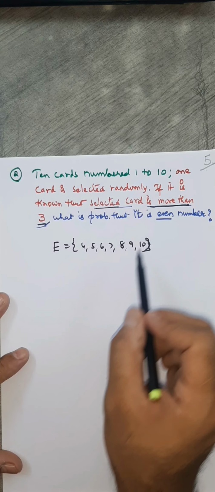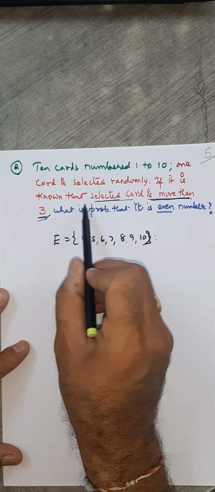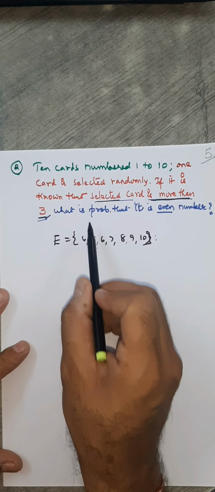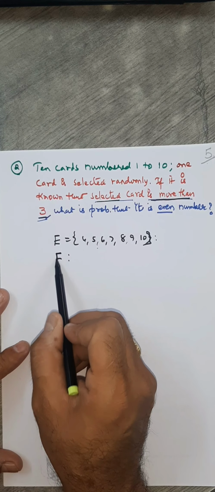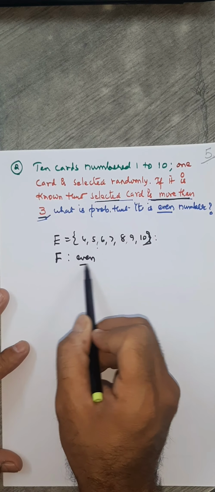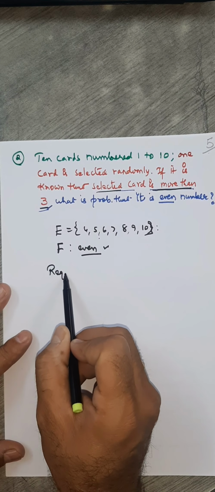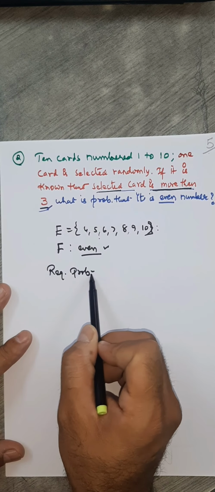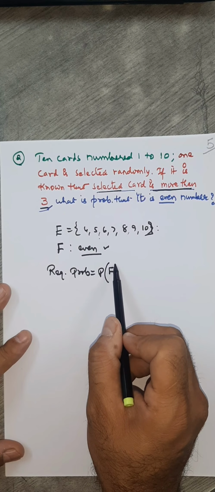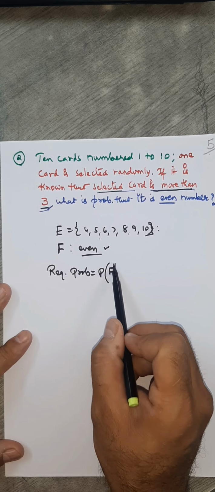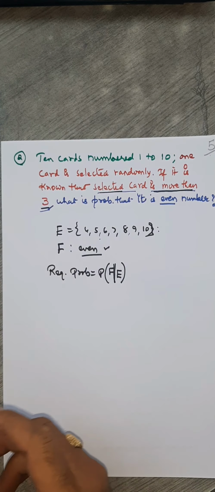Out of 10 numbers, more than 3. So this event has occurred. Known, that means this event has occurred. What's the probability that it's an even number? I'll call that event F. The selected number is even. So here the required probability equals the probability that the selected number is even, that is F, under the occurrence of the event E. Fine, you can use the definition.